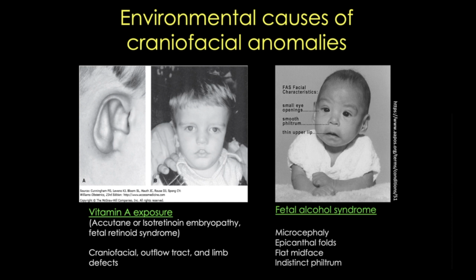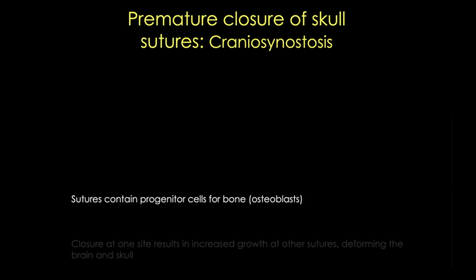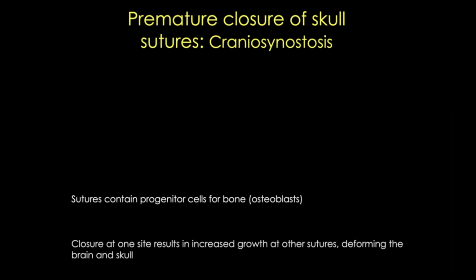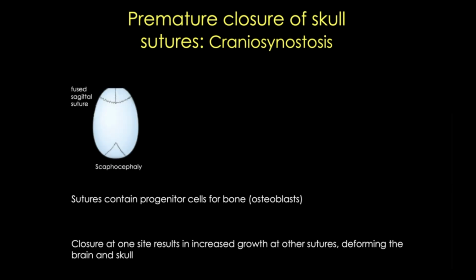Finally, let's end with some congenital malformations arising from aberrant development of the skull, also known as craniosynostosis. In order for the brain to grow, the skull contains sutures that contain progenitor cells for bone, and this allows for rapid bone formation. Now, eventually, these sutures will fuse. However, sometimes one site will close too early, and this will cause increased growth at other sites. And this can result in deformation of the brain and the skull.